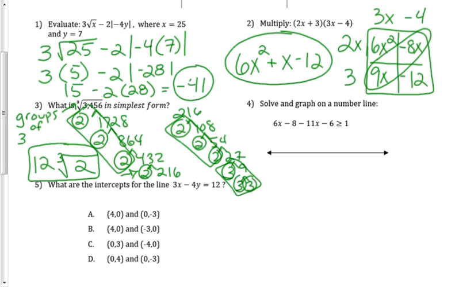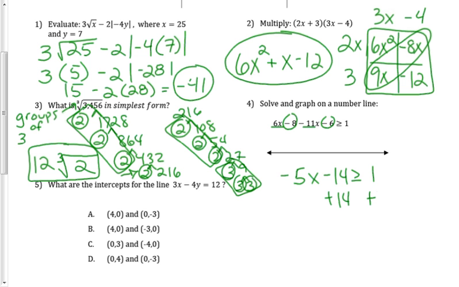So those first 3 are our expressions and operations questions. Number 4, move on to the second category, which is equations and inequalities. We want to solve this, and then we're going to graph it on a number line. First thing I want to do is look to see if I can simplify. Here I can combine like terms. So I've got 6x and negative 11x gives me negative 5x. Negative 8 and negative 6 gives me negative 14.